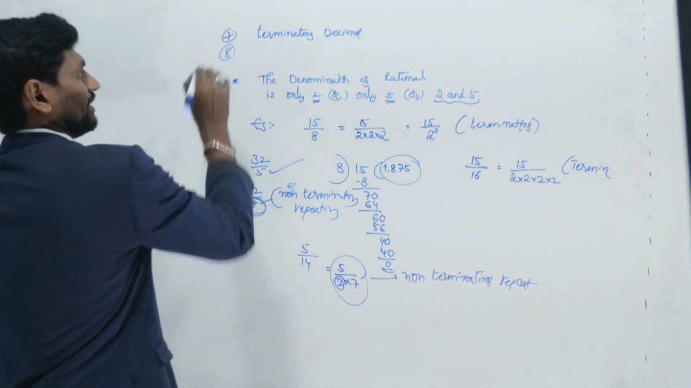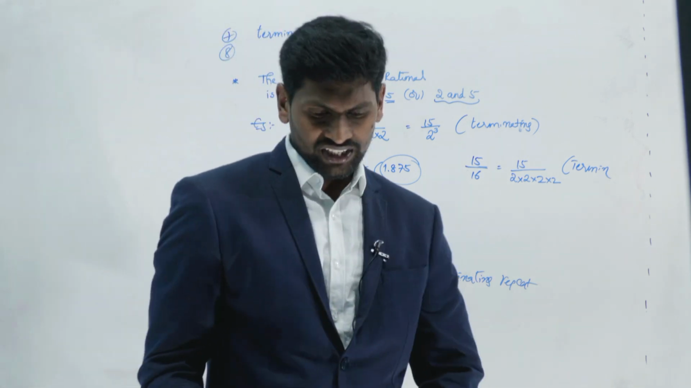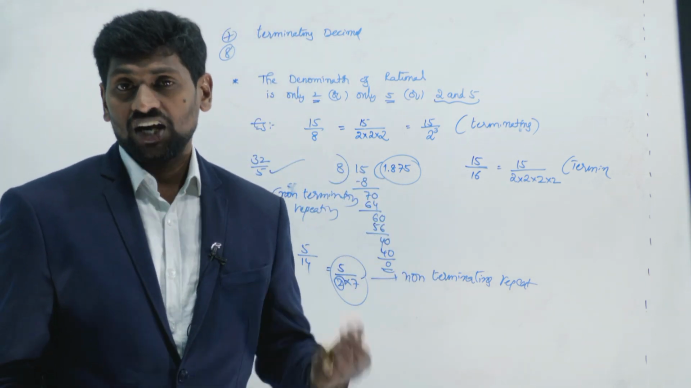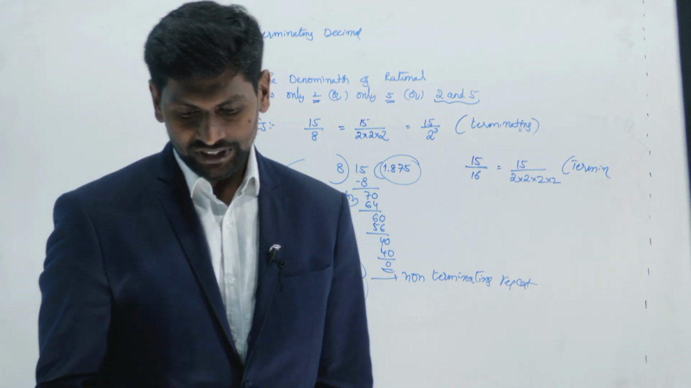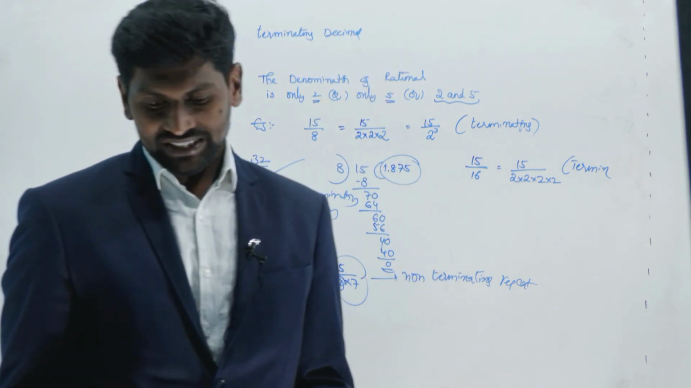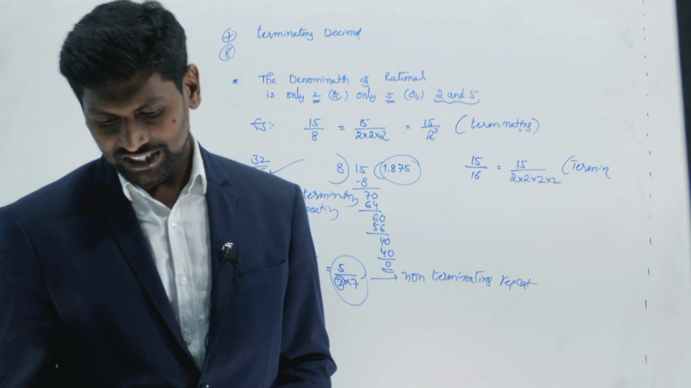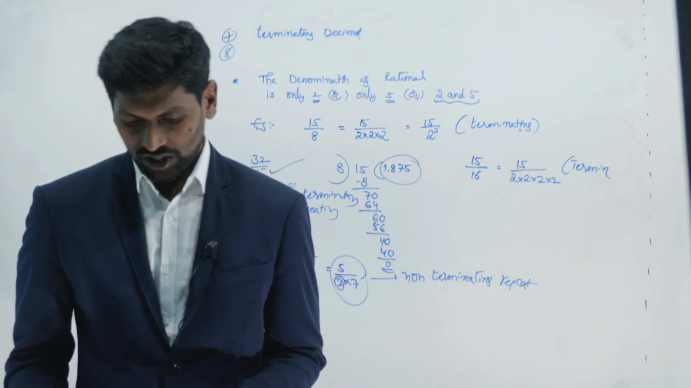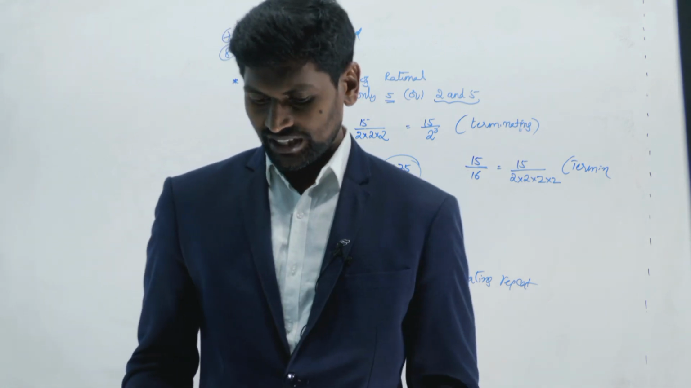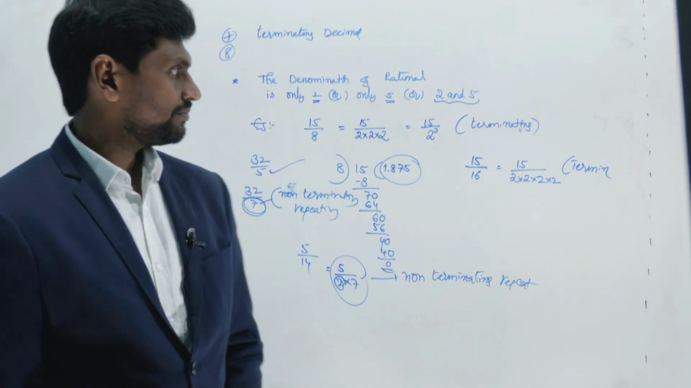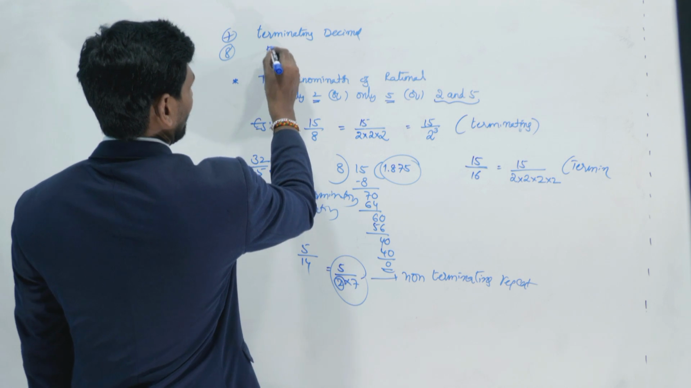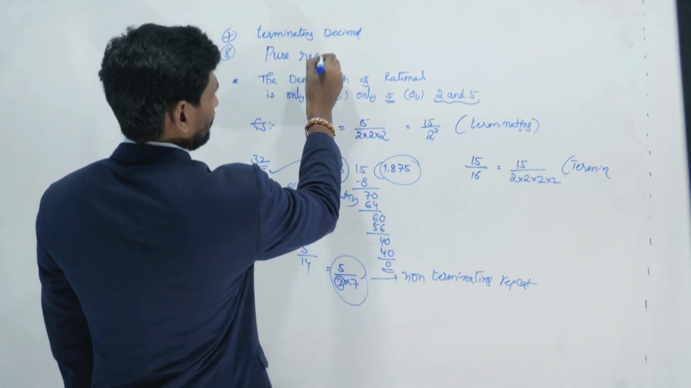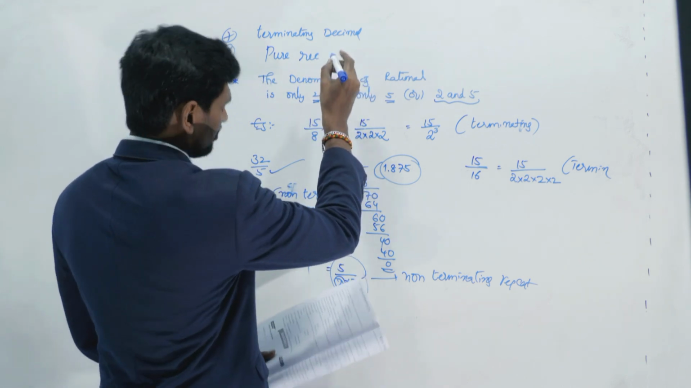Let us go to question number 8. While you are observing a decimal number in which all digits after the decimal point are repeated, is it called mixed recurring decimal, pure recurring decimal, terminating decimal, or non-terminating non-repeating decimal? It is called pure recurring decimal. Okay? So let us discuss that also.